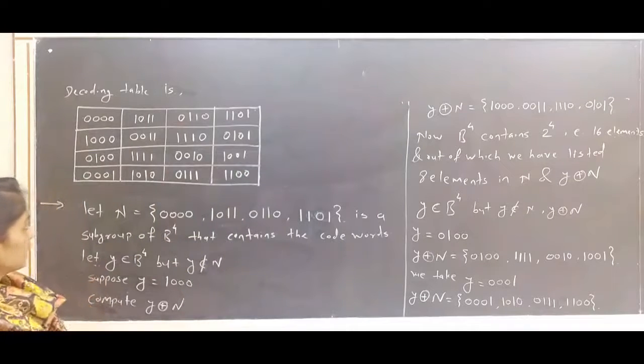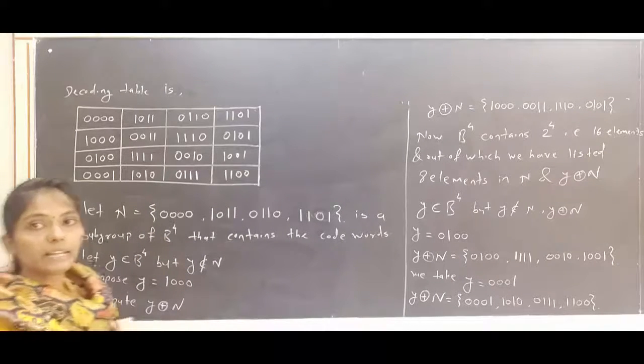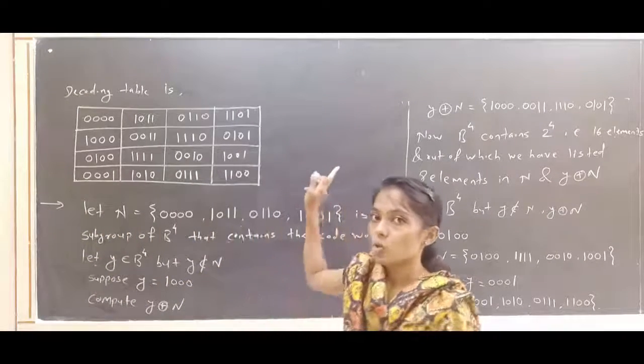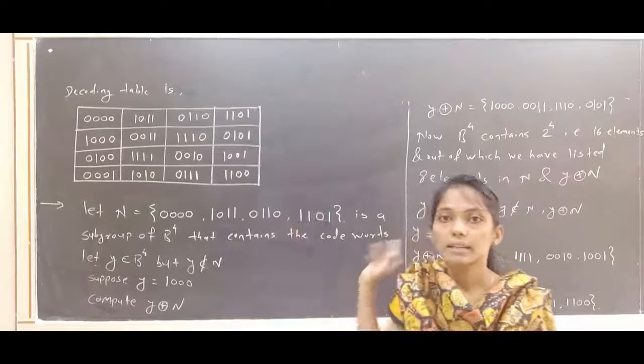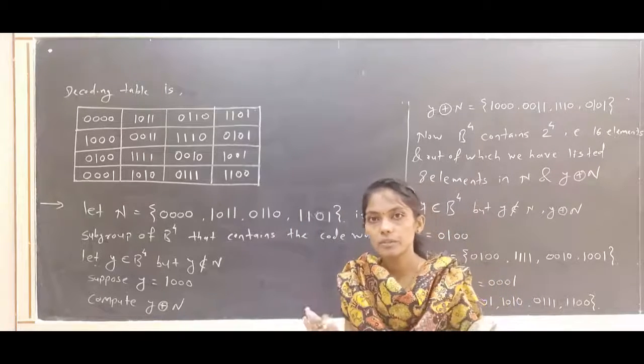Now no element is repeated here. Check here, no element is repeated. Every element is distinct and all these elements are the left cosets. All of you get it, how to find the decoding function?